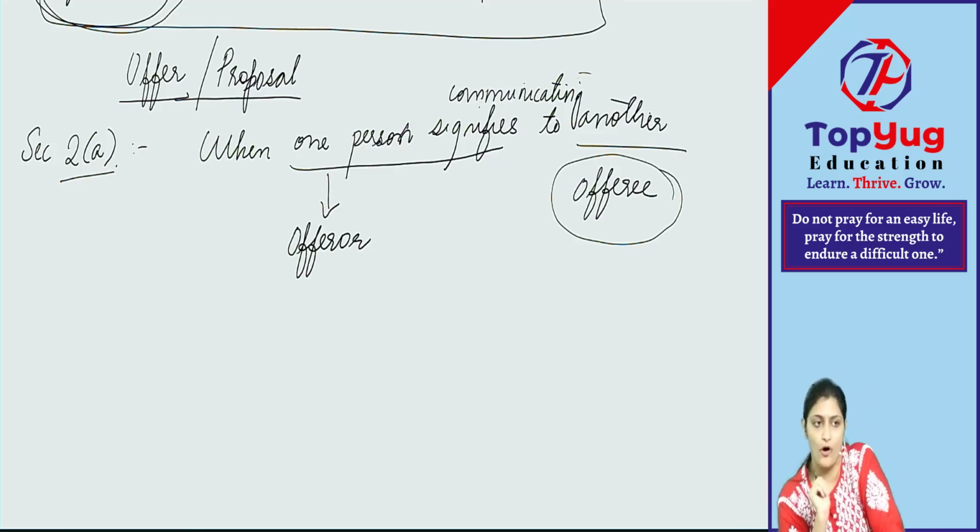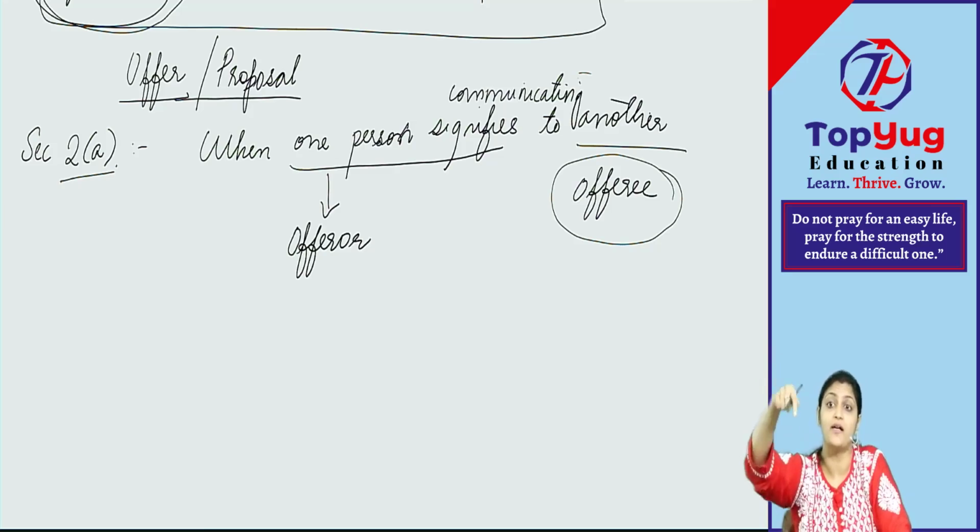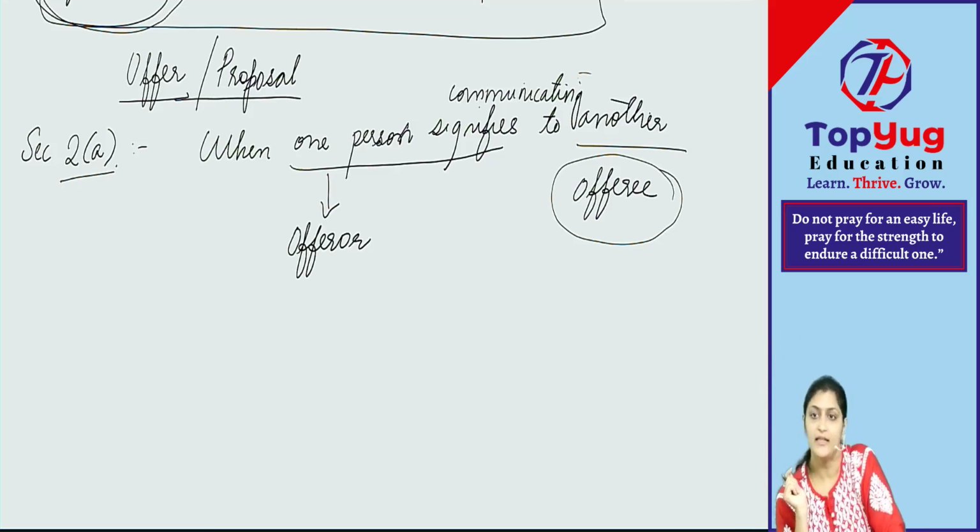To do or abstain from doing anything with a view to obtain the assent. I want the other person to always say yes, the assent of that other. Then he is said to make a proposal. So you are clear with the definition? Yes or no, everybody? Okay.